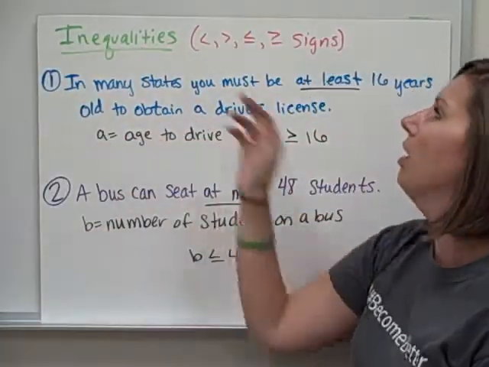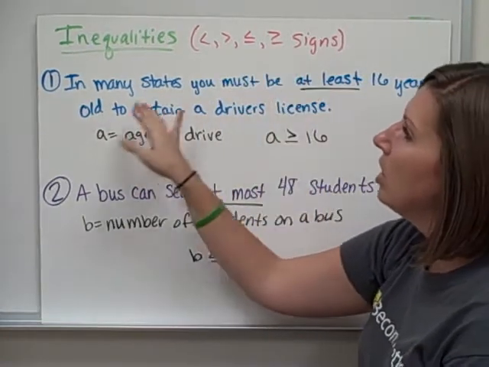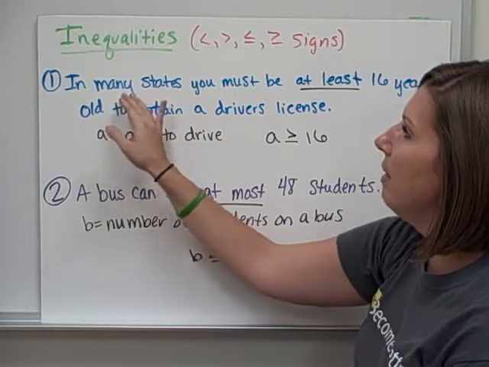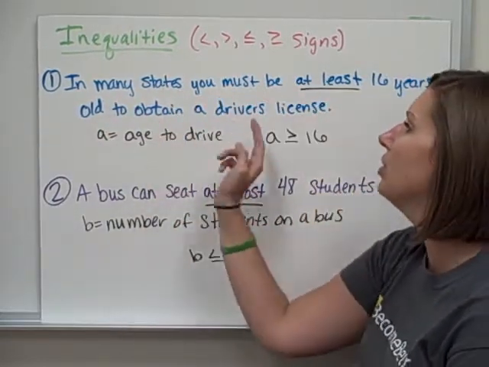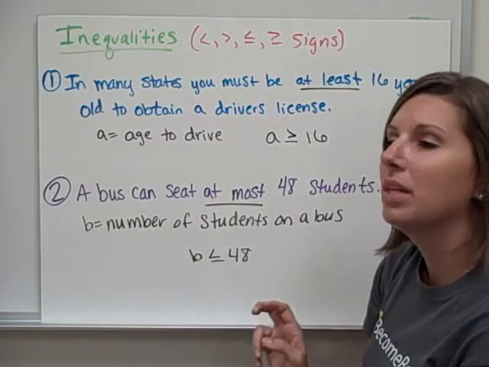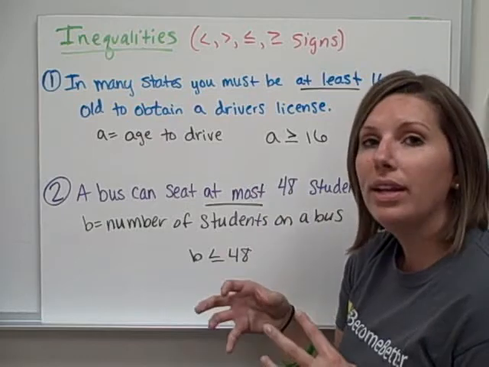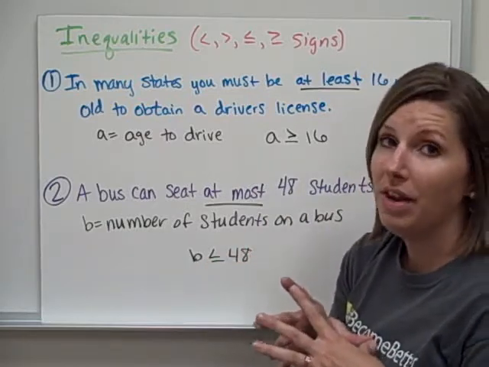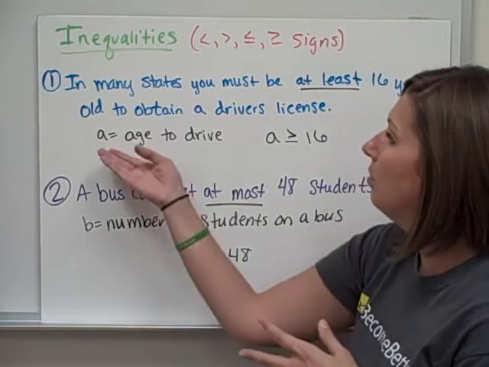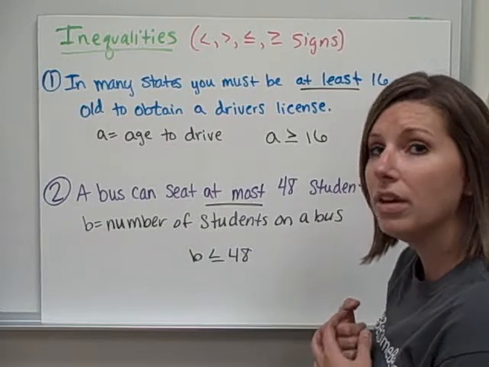Okay, inequalities. Remember, inequalities have these 4 signs. So my question is, in many states, you must be at least 16 years old to obtain a driver's license. So we are going to take that phrase and just rewrite it using only inequalities. We also have to define a variable here. I'm going to use the letter A, and that's going to represent the age to drive.